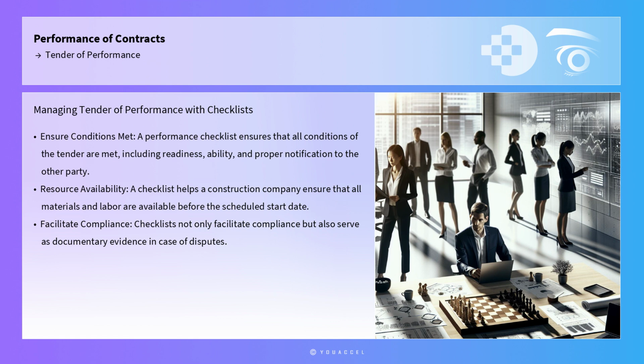One practical tool for managing tender of performance is the use of a performance checklist. This checklist ensures that all conditions of the tender are met, including readiness, ability, and proper notification to the other party. For example, a construction company can use a checklist to ensure that all materials and labor are available before the scheduled start date and notify the client of their readiness to perform. This not only facilitates compliance, but also serves as documentary evidence in case of disputes.